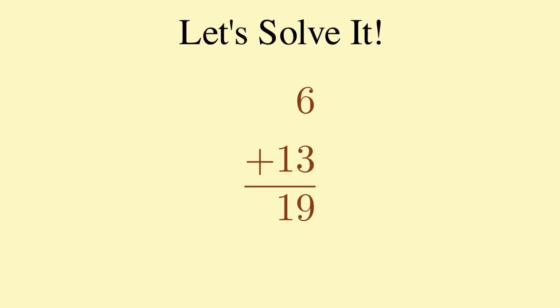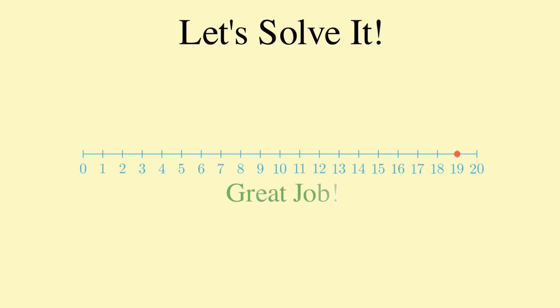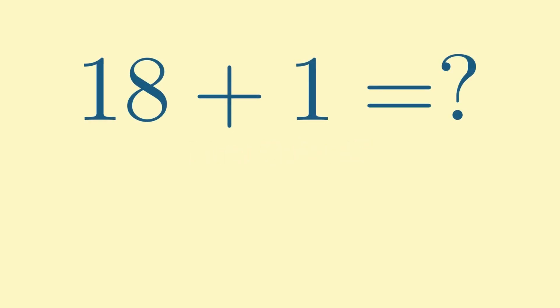We can also use a number line. Start at 6 and move 13 steps forward. 1, 2, 3, 4, 5, 6, 7, 8, 9, 10, 11, 12, 13. We land on 19. Great job! Now, let's move to the next question. What is 18 plus 1?